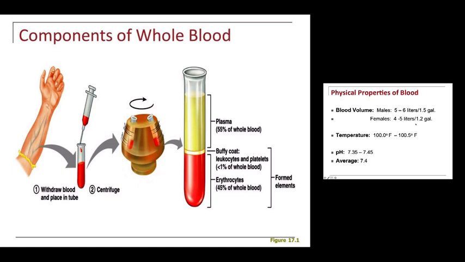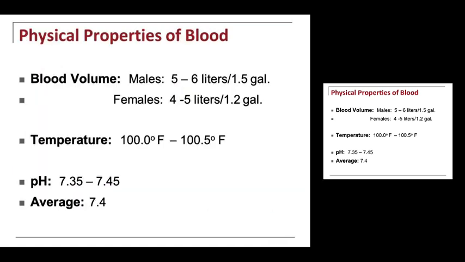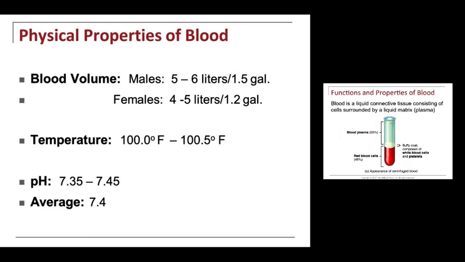Blood volume, males have about 5 to 6 liters, whereas females have somewhere between 4 to 5 liters of blood. The temperature is roughly 100 degrees Fahrenheit. The pH ranges between 7.35 and 7.45. So you're looking at an average of about 7.4. And the body, of course, has different buffering systems to kind of keep that pH within range so that you don't get this extreme alkalosis or acidosis in the body. Keeps that very tight, narrow range.